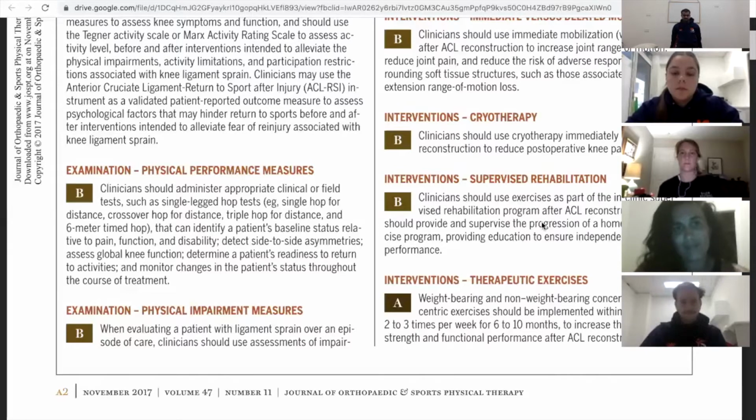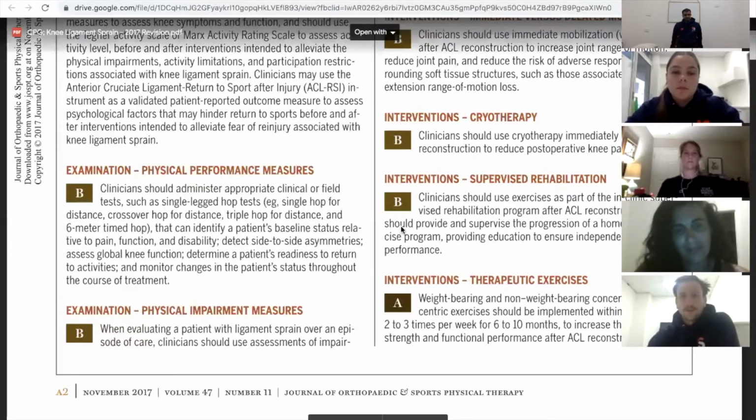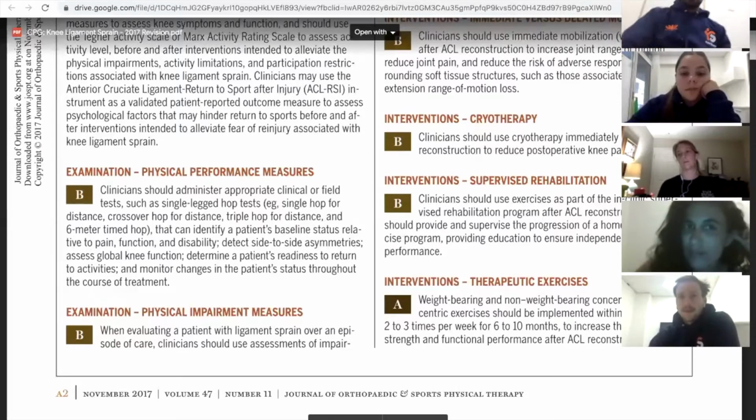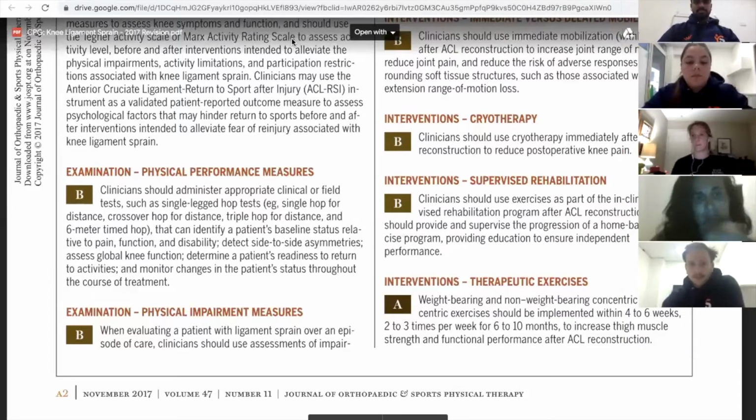All right, let's power through, Jack, if the internet is still okay. Some physical impairment measures. Clinicians should assess likely stability, lower limb movement, muscle strength, knee effusion, and knee joint range of motion. That's B level.